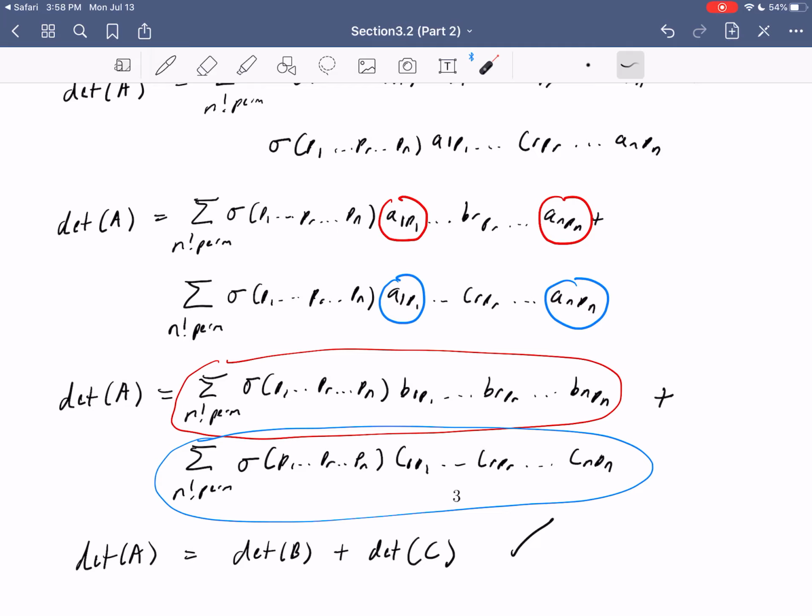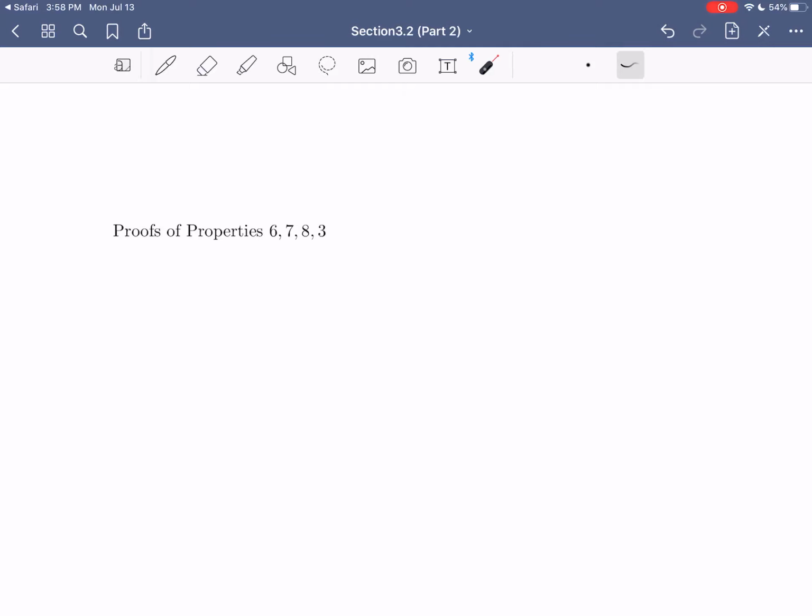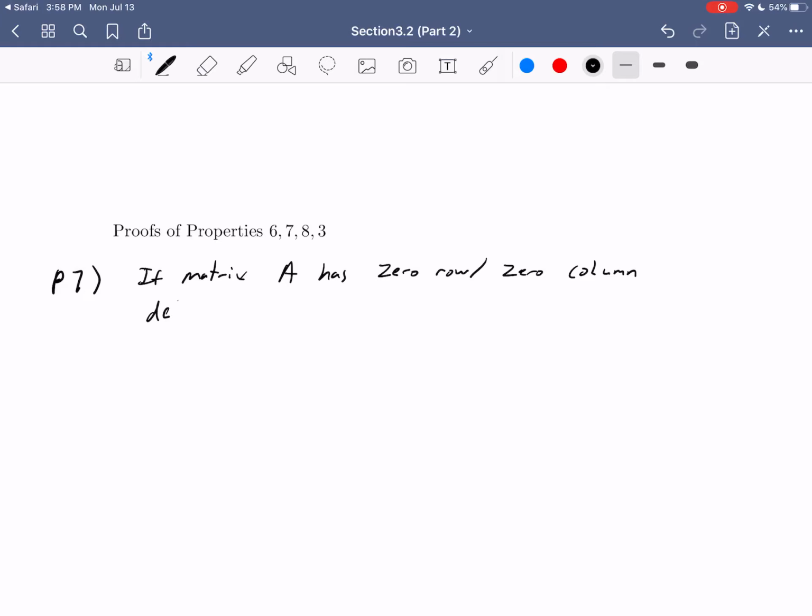Now the other properties will run really fast from here. So let's go ahead and move on to the other ones. So P7 says if matrix A has a 0 row or 0 column, the determinant of A is equal to 0.